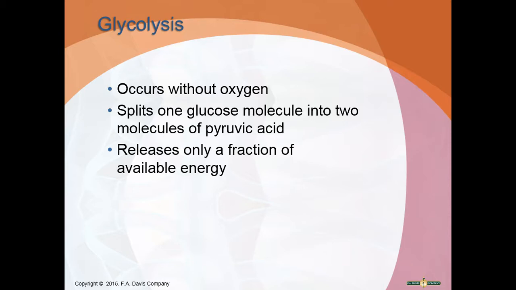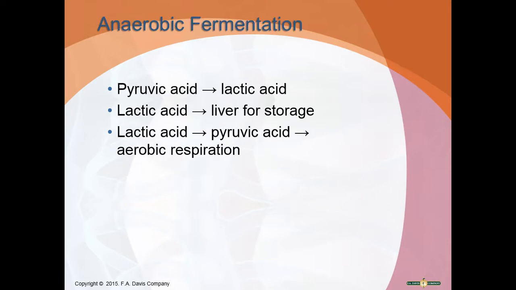So when oxygen is not available, such as during a period of intense exercise when the demand for energy exceeds the supply of oxygen, anaerobic fermentation occurs. When oxygen is available, aerobic respiration is the pathway of choice. So the pyruvic acid leads to lactic acid. Lactic acid is sent to the liver for storage. Lactic acid and pyruvic acid leads to aerobic respiration.